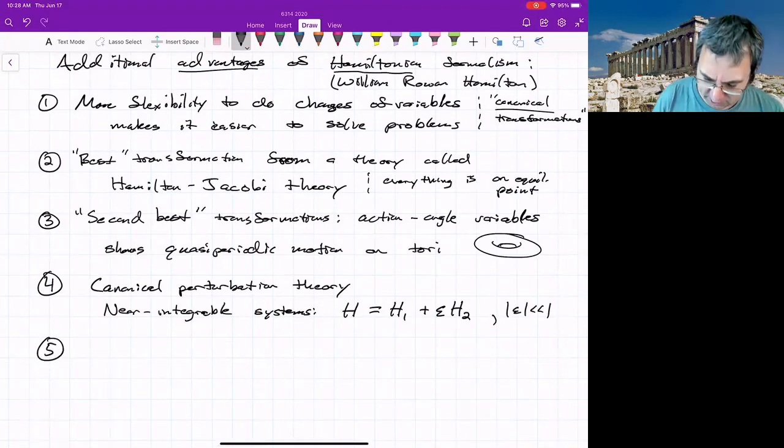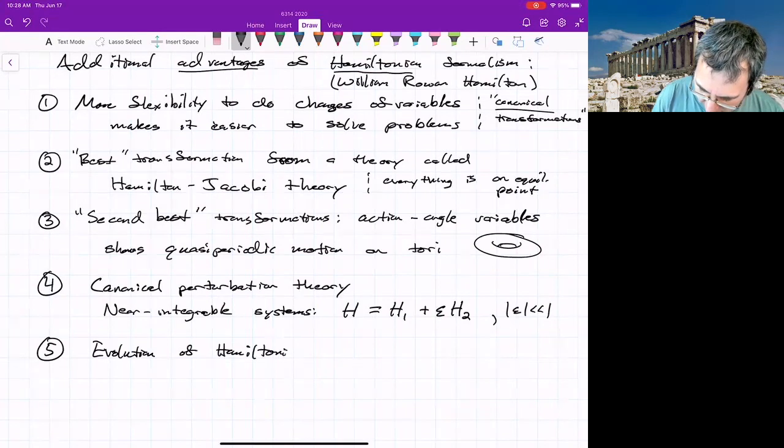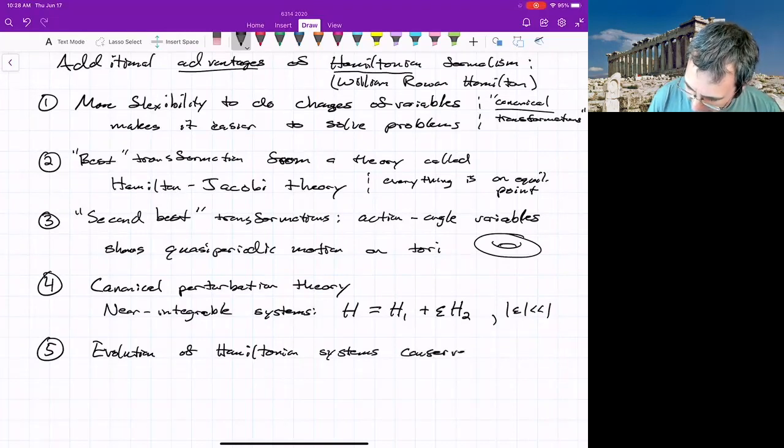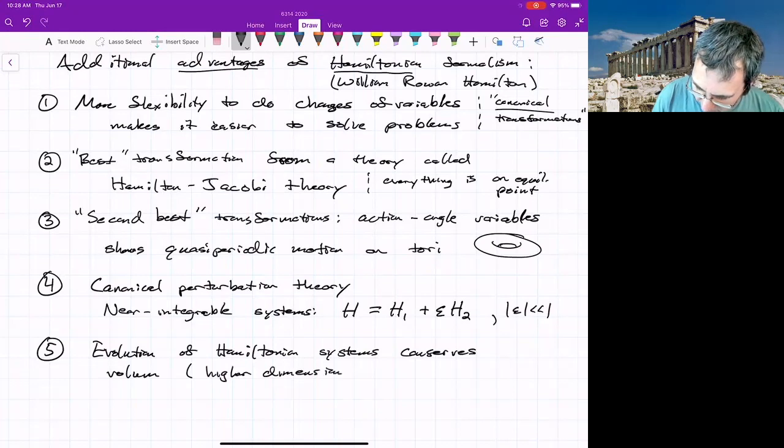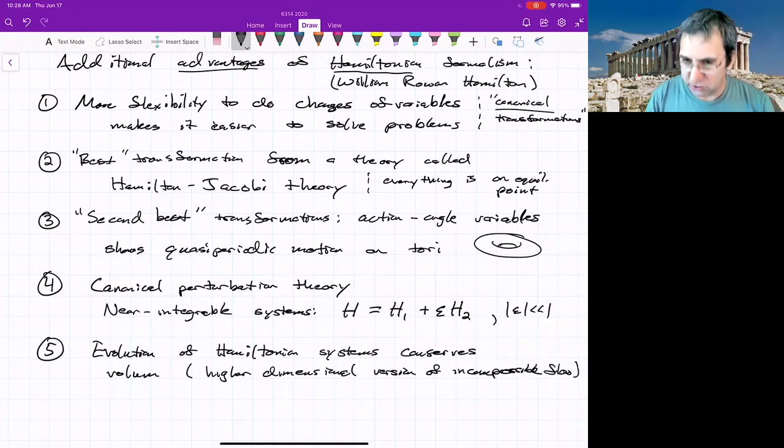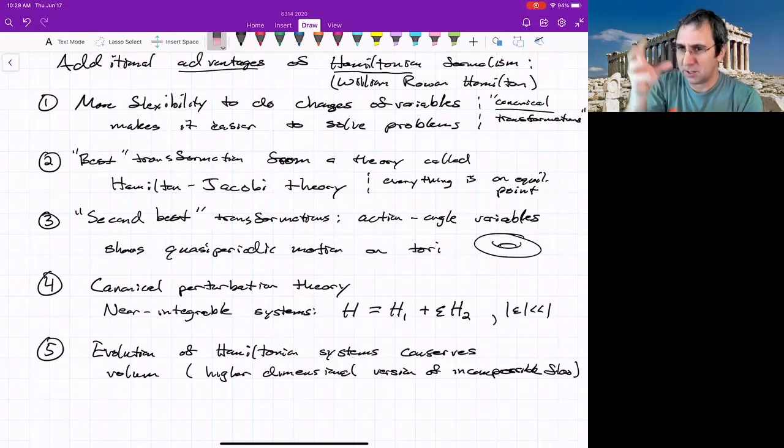Part of the geometric prettiness is that there are the evolution of Hamiltonian systems under their ODEs. One of the basic things is it conserves volume. So it's like a higher dimensional version of an incompressible flow. Meaning if you start with a blob of initial conditions, you might say, well, why would I start with a blob? Maybe you start with a blob because you have some uncertainty about where a system started. You start with a blob of initial conditions.